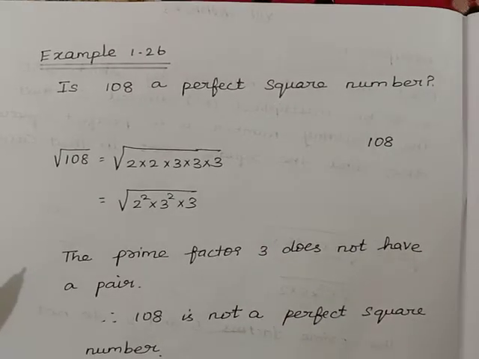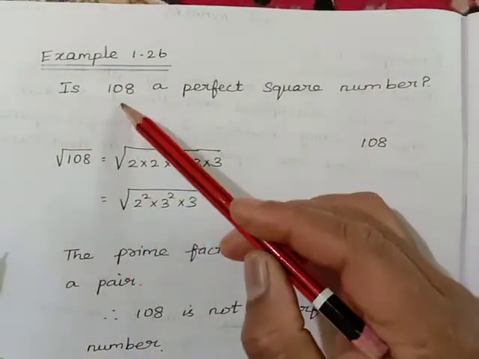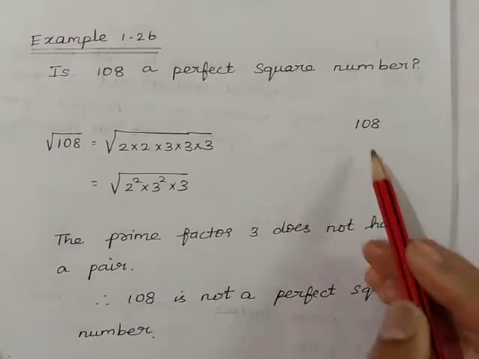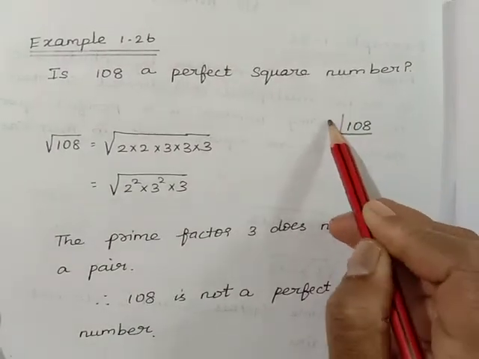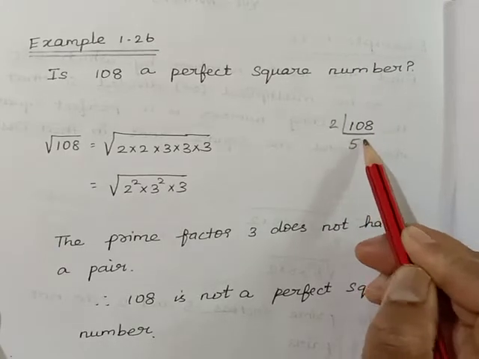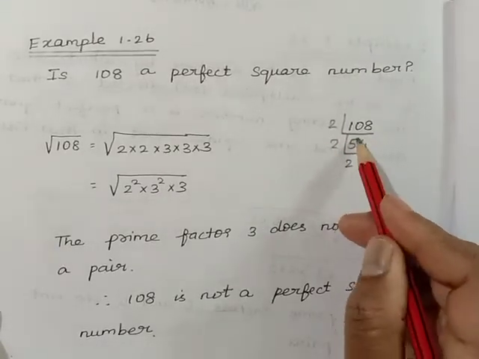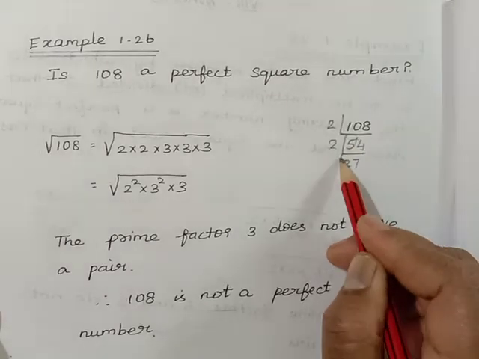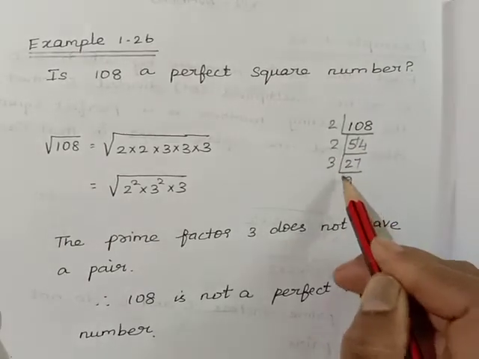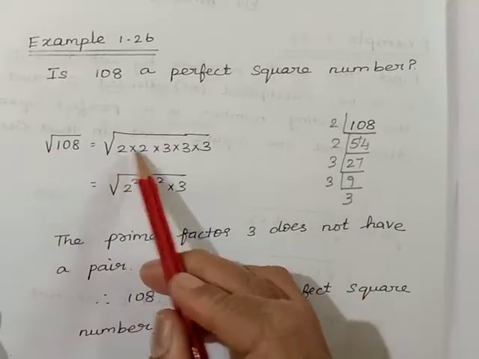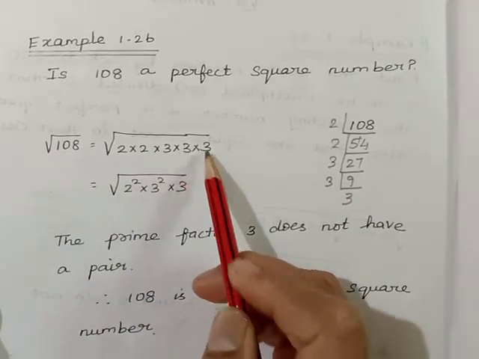The next is example 1.26. Is 108 a perfect square number? We have to find whether 108 is a perfect square. By 2, 5 2s are 10, 4 2s are 8. Once again by 2, 2 2s are 4, balance 1, 7. By 3, 9 3s are 27, 3 3s are 9. So 2 into 2 into 3 into 3 into 3.